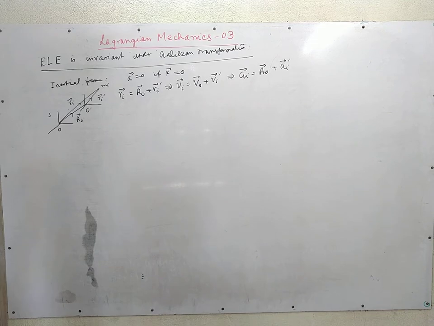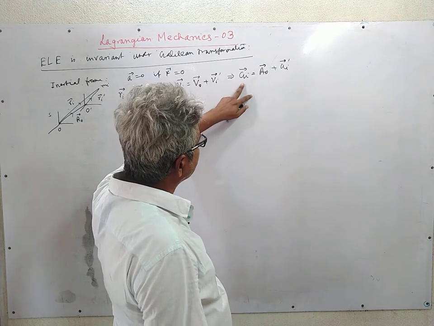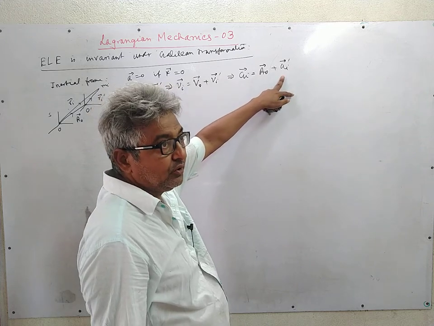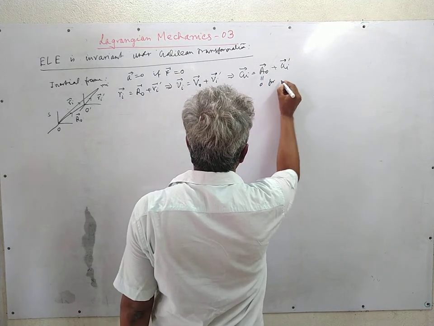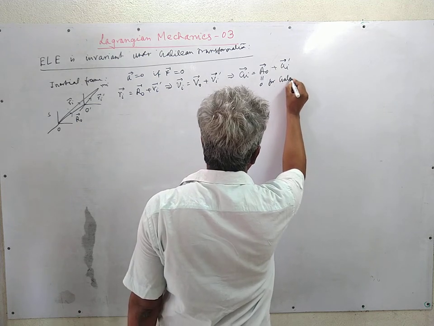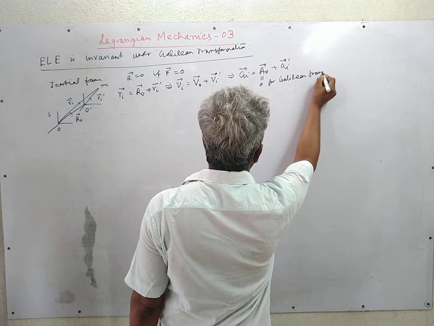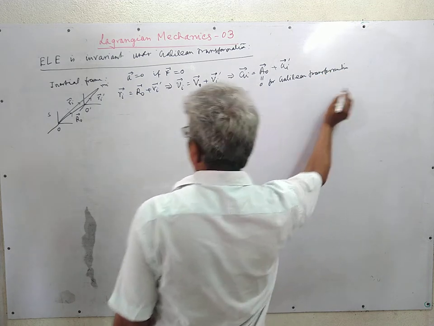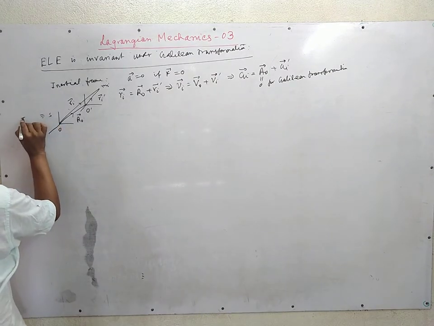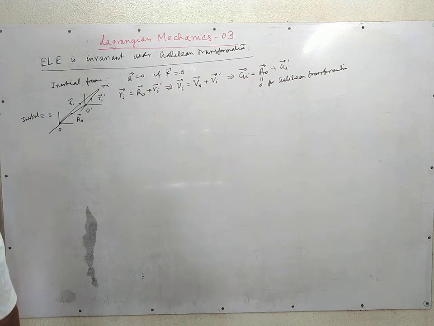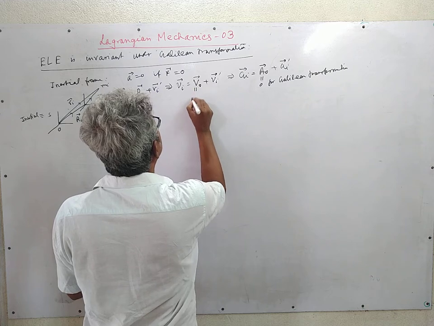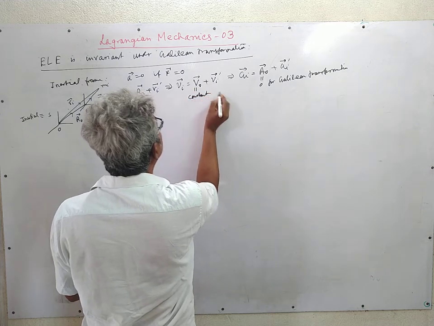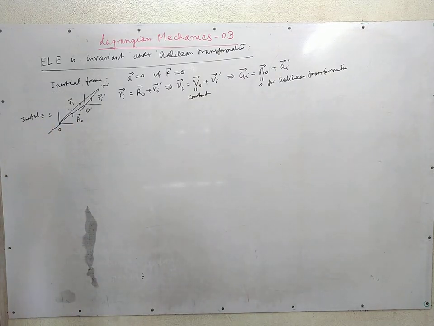You see that if A0 is not 0, then even if Ai is 0, Ai prime is not 0. For Galilean transformation, this is 0, provided this is an inertial frame. Then this is the relation. So Galilean transformation is the transformation which relates two inertial frames in classical mechanics. And this is a constant vector. So the Galilean transformation is this one.